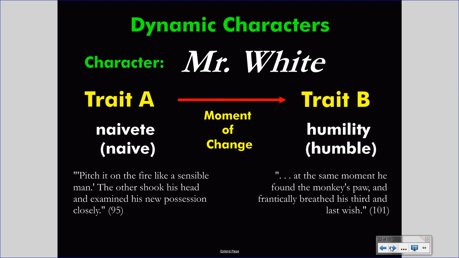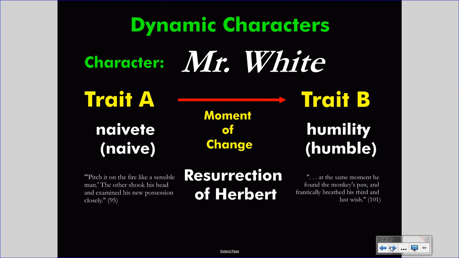The only piece of information left is the moment of change, and of course, that is the resurrection of Herbert, his son. As Herbert shambles to the door, Mr. White understands the truth of reality and fate, and he becomes humble.